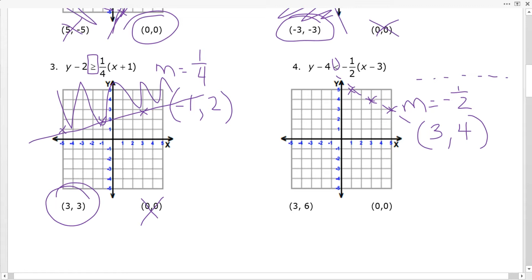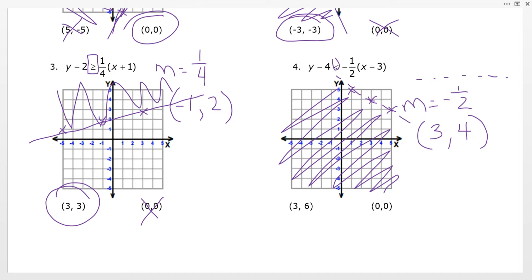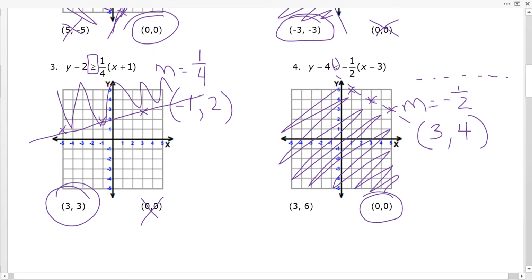And since it's less than, it's pretty much the whole graph, because everything on my graph right here is below the dotted line I just made. So 3, 6 is not in my solution set, but 0, 0 is. The thing I forget most is when to do a dotted line.